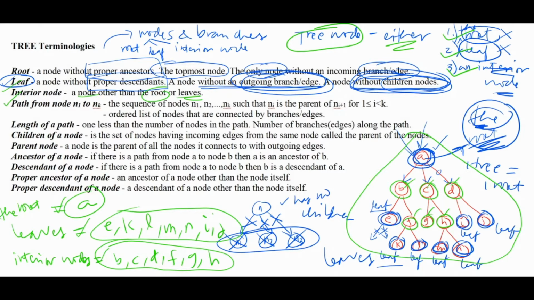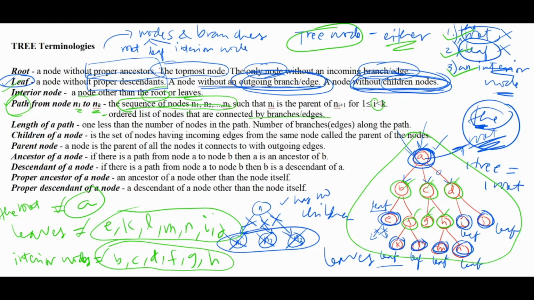Another term we have here is path. A path from node N1 to Nk is the sequence of nodes N1 to Nk, or this series of nodes from N1 to Nk, such that Ni is the parent of Ni plus 1 for i from 1 to k minus 1. Or we could define path as an ordered list of nodes that are connected by branches.